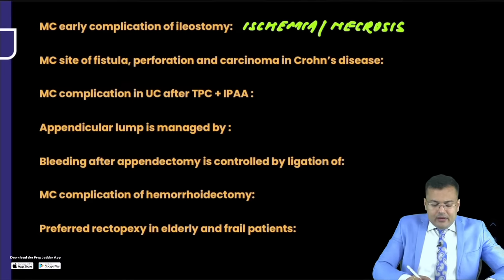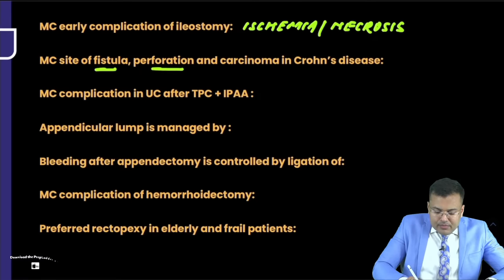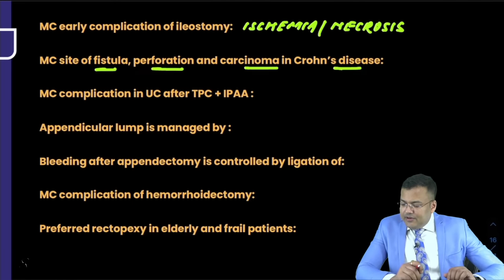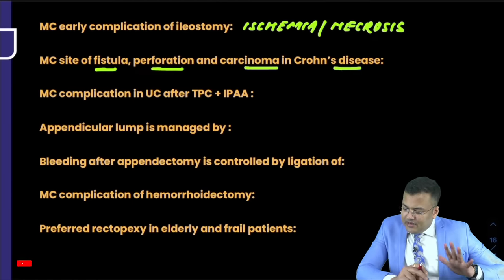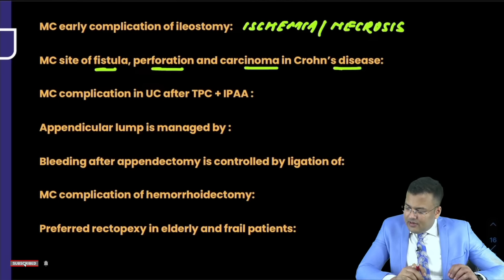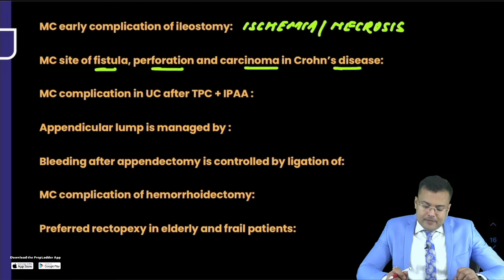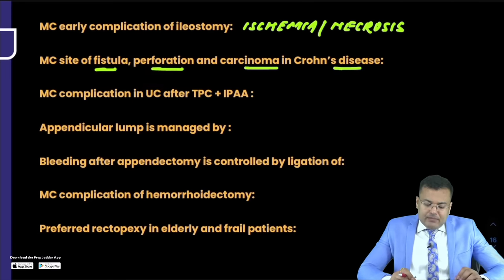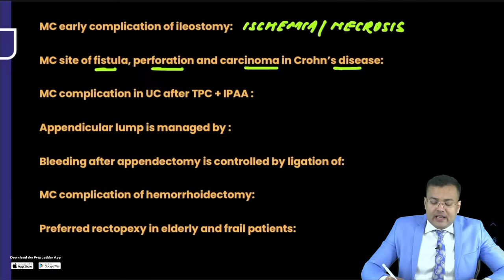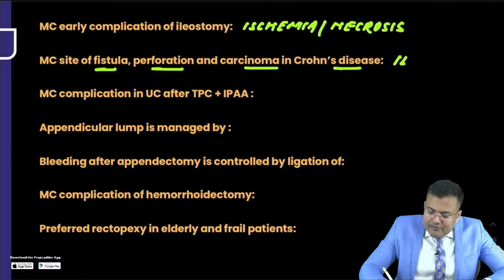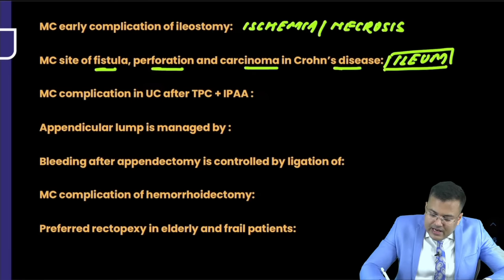Next, tell me, most common site of fistula, perforation and carcinoma in Crohn's disease. Waiting for your reply. All of you are correct. Yes, ileum. And which part of ileum? It is terminal ileum. So this is ileum.